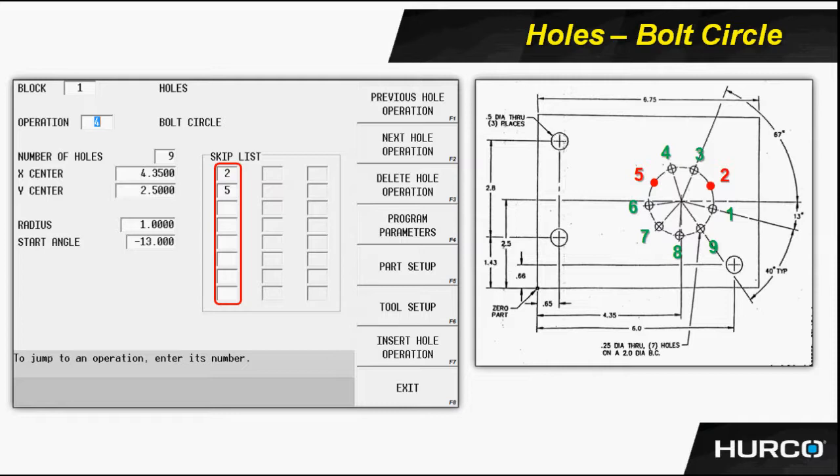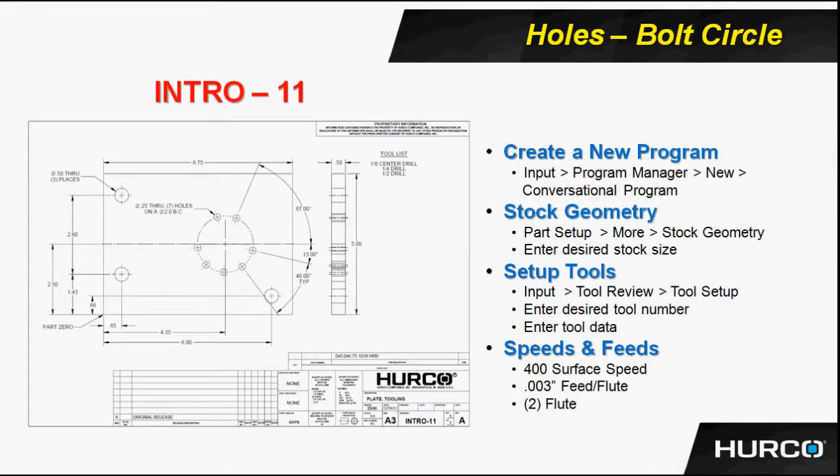So that means counting holes starting with that as a 1, I'm going in a counterclockwise fashion. Holes 2 and 5 would be skipped for this particular print, which brings us to the print where that skip list is being used. Also notice in Intro 11 we not only have a bolt circle with some skipped holes, we also have 3 other holes that are being drilled using this standard location method.